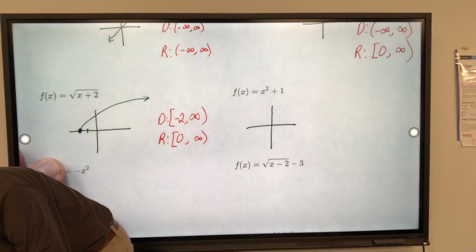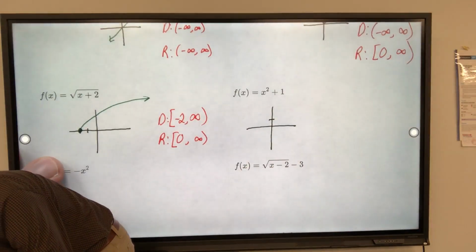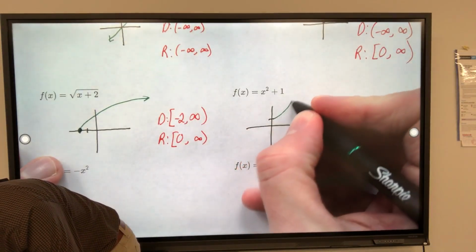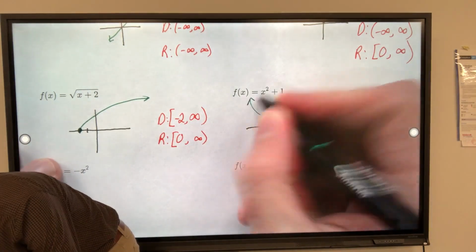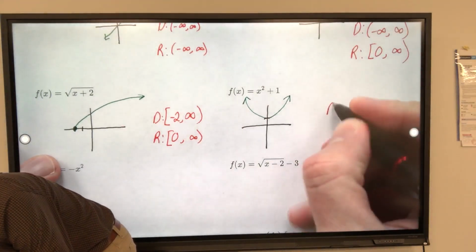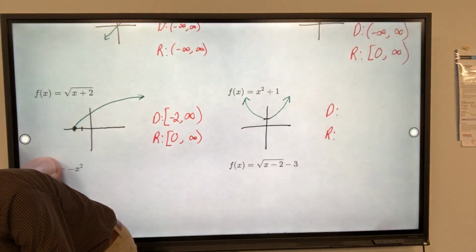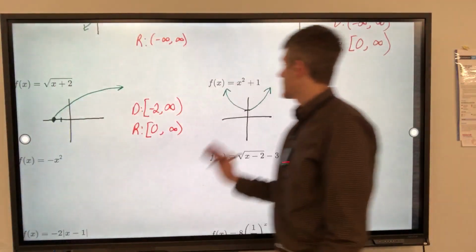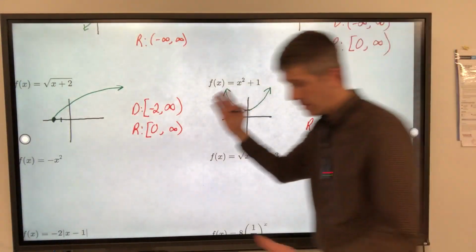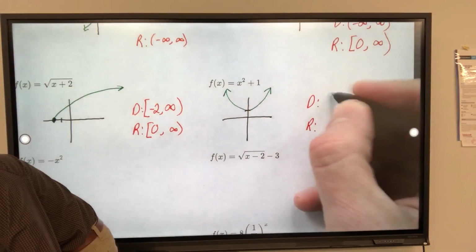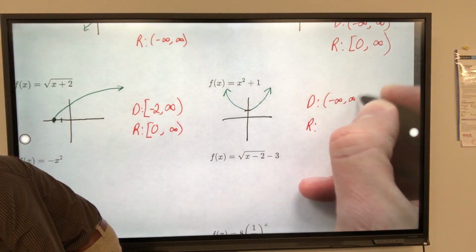This is a parabola that is shifted up 1. So I'm just going to go ahead and go for the obvious. The domain, in this case, we'll go ahead and put the R for the range. The domain in this case would be negative infinity to positive infinity. You can plug in any value you want. Negative infinity, positive infinity, it's going to work.